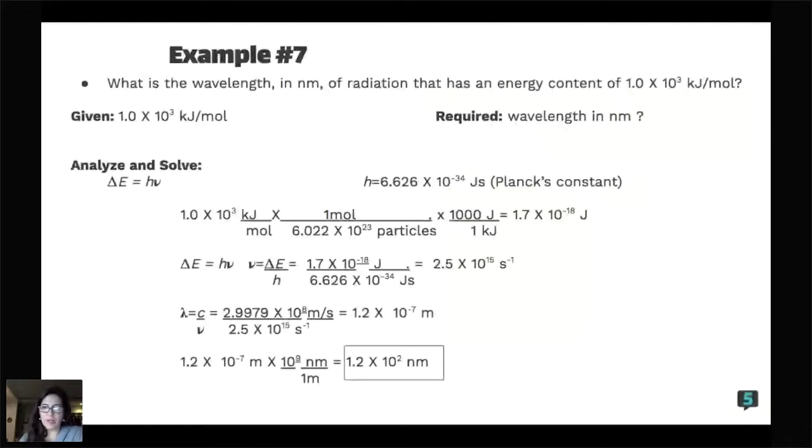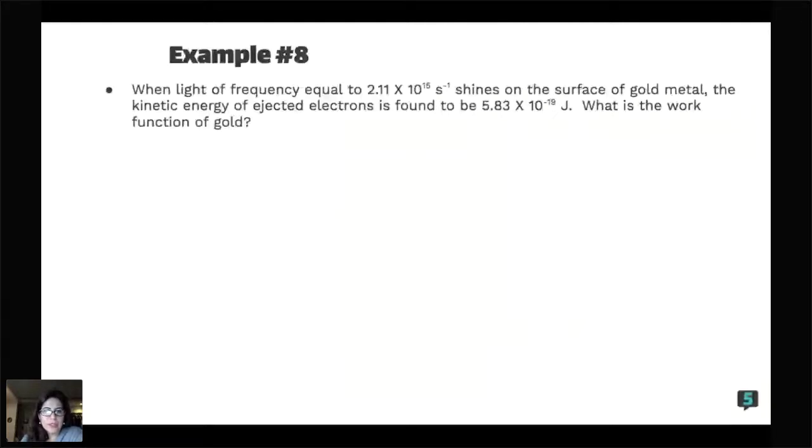So let's do another example. In this example, it says when light of frequency equal to 2.11 times 10 to the power of 15 second to the negative 1 shines on the surface of gold metal, the kinetic energy of ejected electrons is found to be 5.83 times 10 to the power of negative 19 joules. What is the work function of gold?